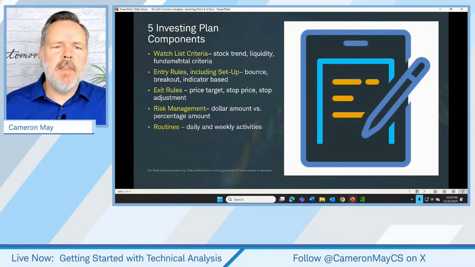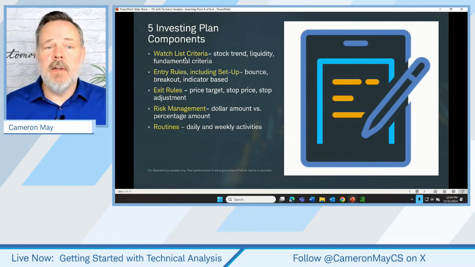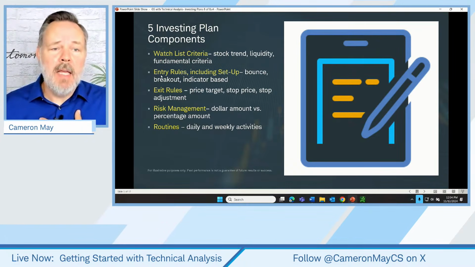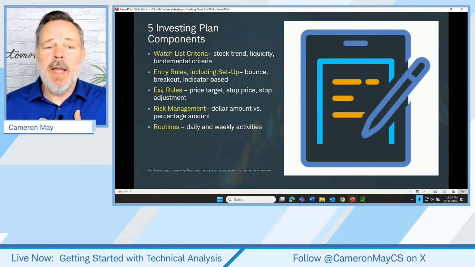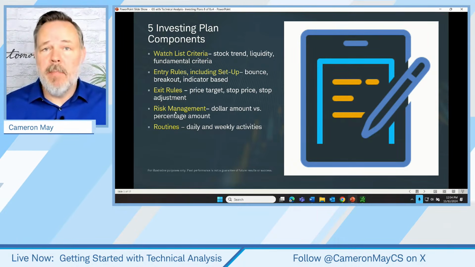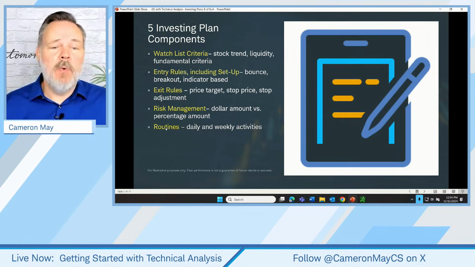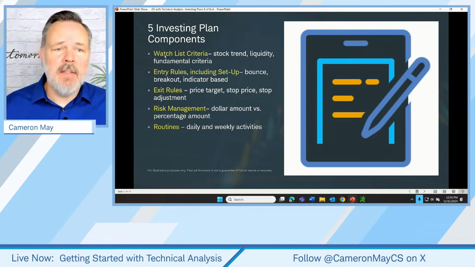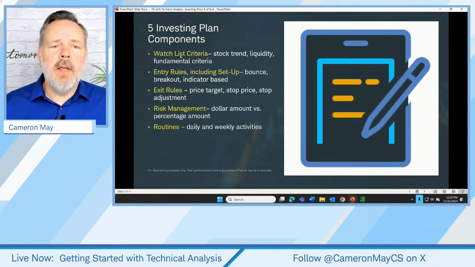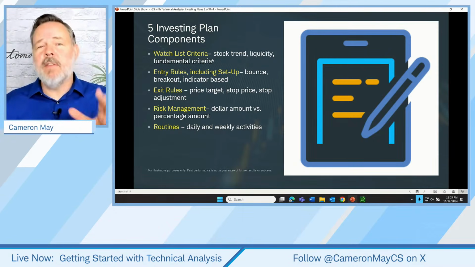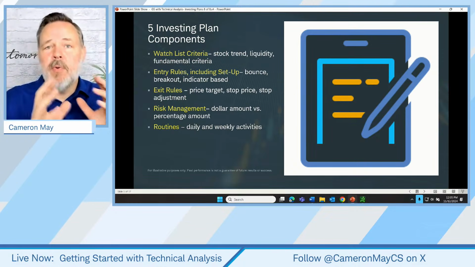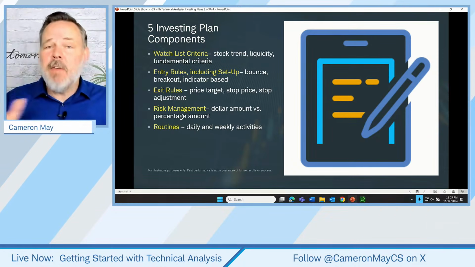So let's start at the top here. What are watch list criteria? The way that I look at this is sort of what to buy, when to sell, how much to buy, and then revisiting to see whether the whole thing's working or not. That's the point of the routines. So starting with watch list criteria, this is what we might call our what to buy. And this pre-qualifies a stock before we even look at the chart.